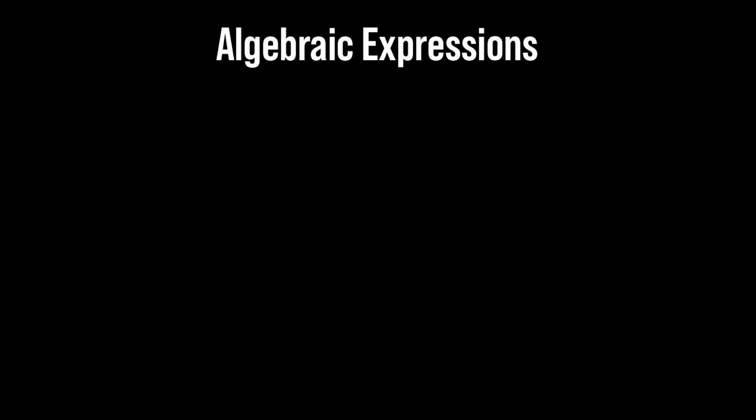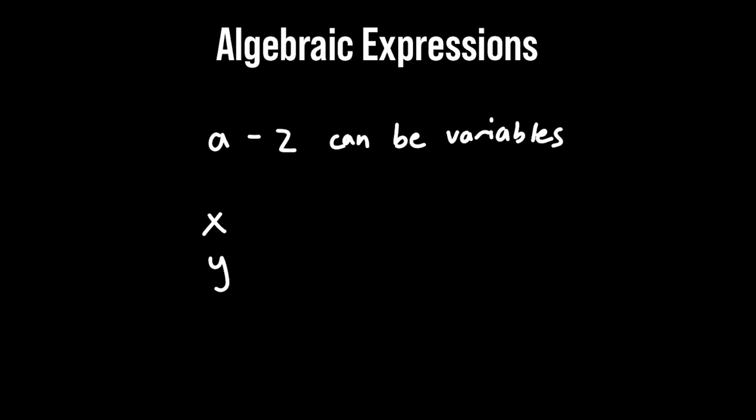Variables are just letters that can hold values. So all the letters A through Z can be variables. The two most common variables used in algebra are probably X and Y, so you'll see these variables a lot. Now let's assign X the value of 2 and Y the value of 3, okay?